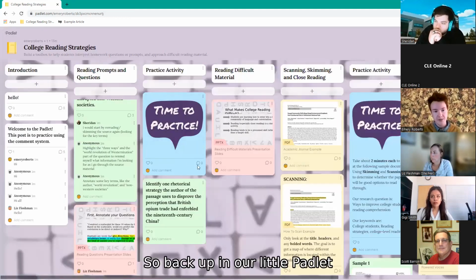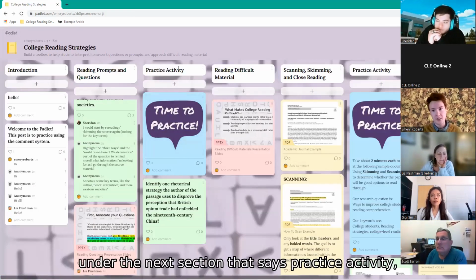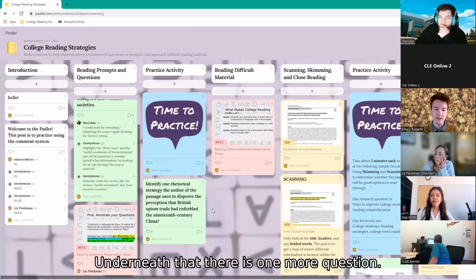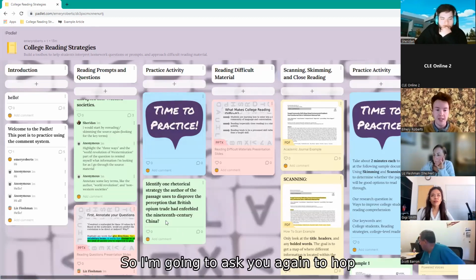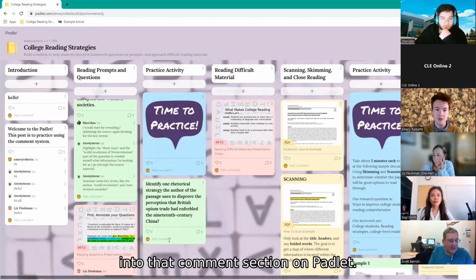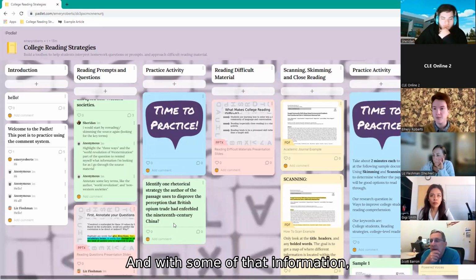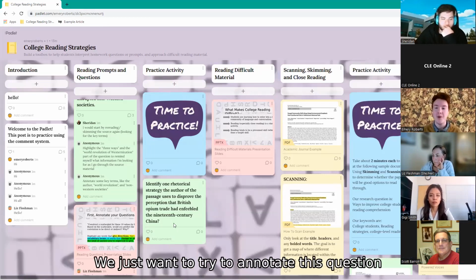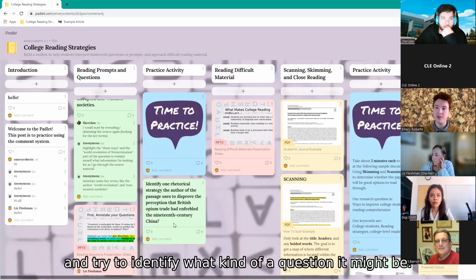Okay, so back up in our little Padlet under the next section that says practice activity. There's a big speech bubble that says time to practice. Underneath that, there is one more question. So I'm going to ask you again to hop into that comment section on Padlet. And with some of that information, I know I went over it quickly, we just went through, try to annotate this question and try to identify what kind of a question it might be.